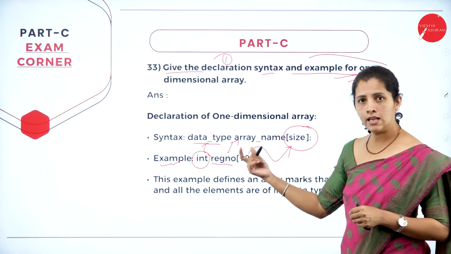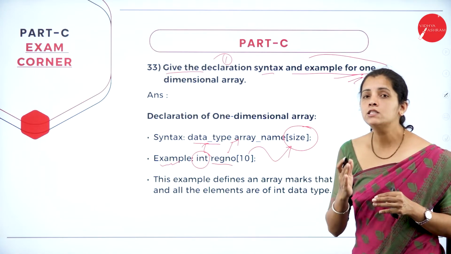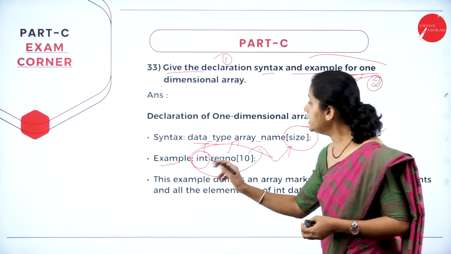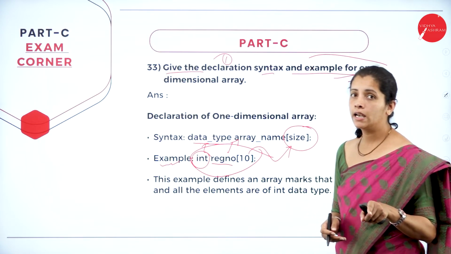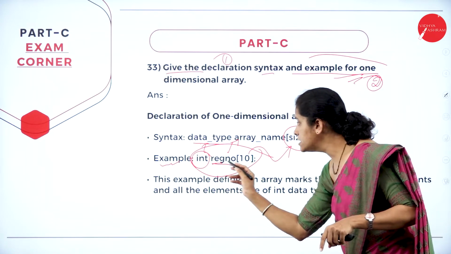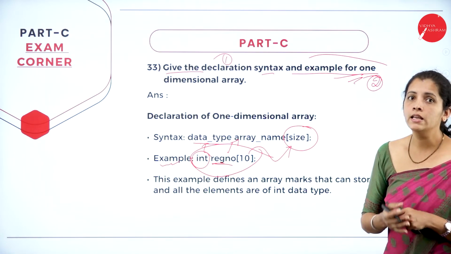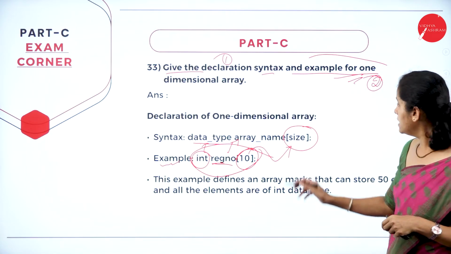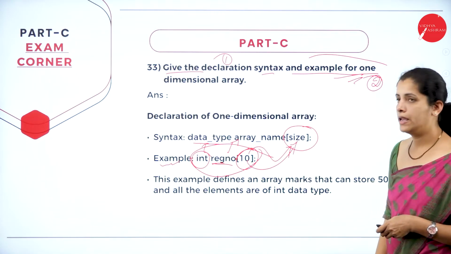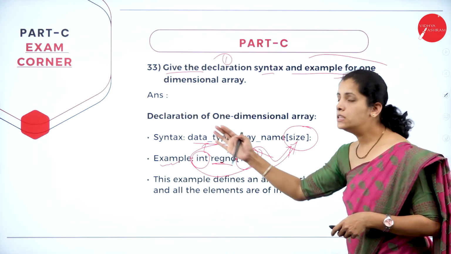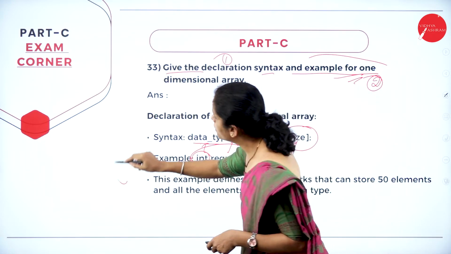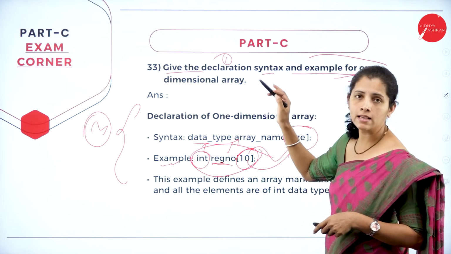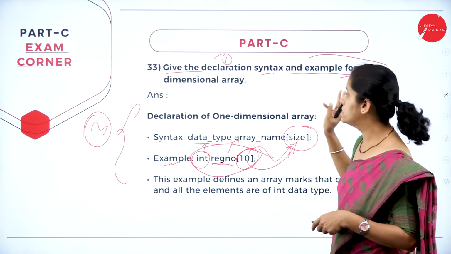After writing this example, write at least one line about it. So here int is the data type, register number is the name of the array, and 10 is the size of the array. If you write this much, then you can get 3 marks: 1 mark for your syntax and 2 marks for your example.